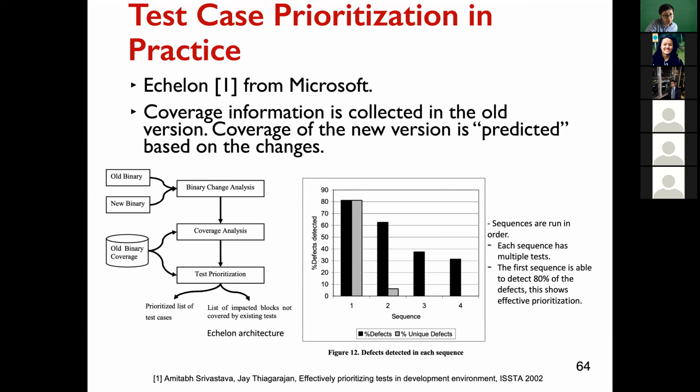Here it distinguishes the percentage of defects and the percentage of unique defects. You can see that running the low priority test cases doesn't significantly increase the percentage of unique defects detected. If you want to look at details, you can visit this paper.